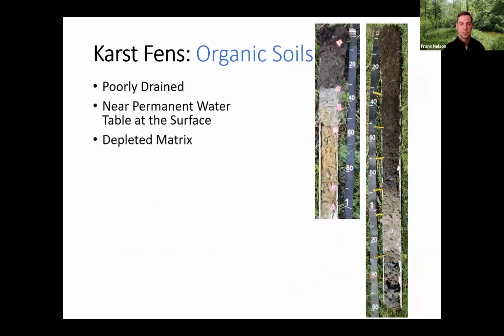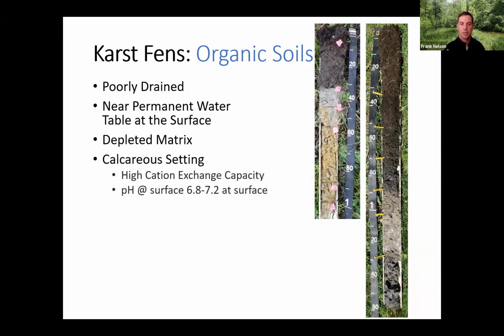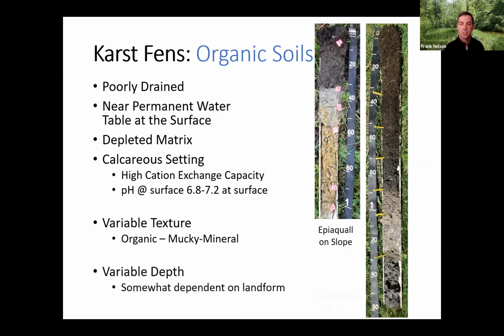In terms of characteristics, these are poorly drained, with a near permanent water table at the surface and a depleted matrix. The calcareous setting allows for a high cation exchange capacity. The pH at the surface is typically 6.8 to 7.2. Now, there is quite a bit of variable texture within these, organic to mucky mineral, different layers. You may have some gravels or sands. And there's also variable depth, as you can see from these two profiles.